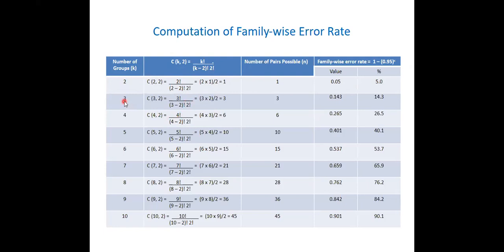Now for 3 groups, how many ways? You can only pair 3 times, the way I explained. So in that situation, the number of possible pairs is 3. And when you do the calculation, instead of the level of significance you have set to be 0.05, it is actually 0.143. You don't know that you have made a lot of error.